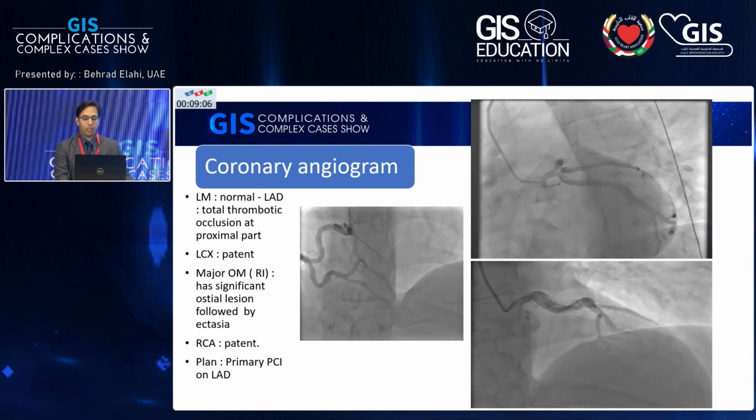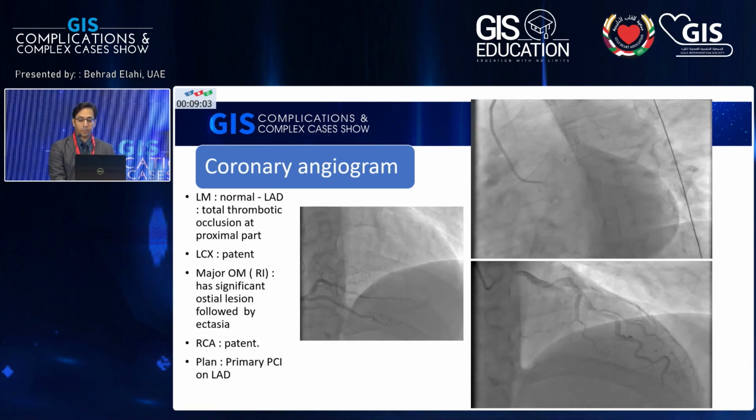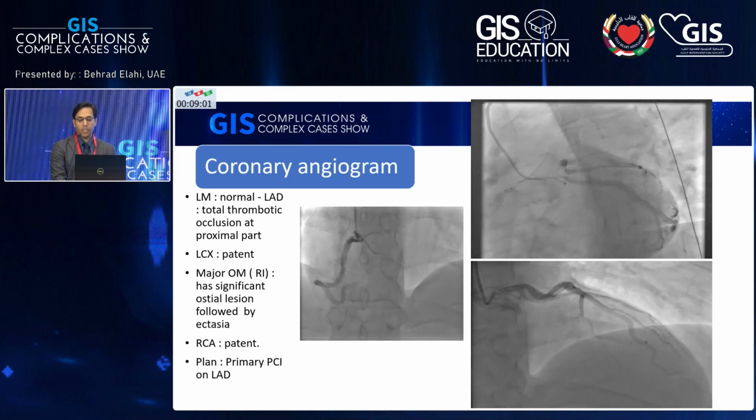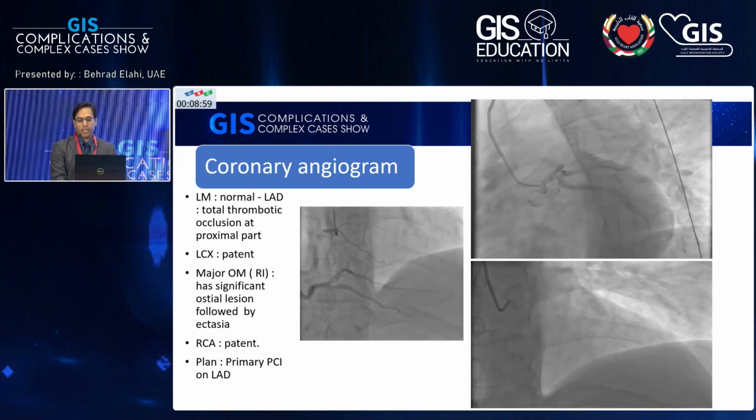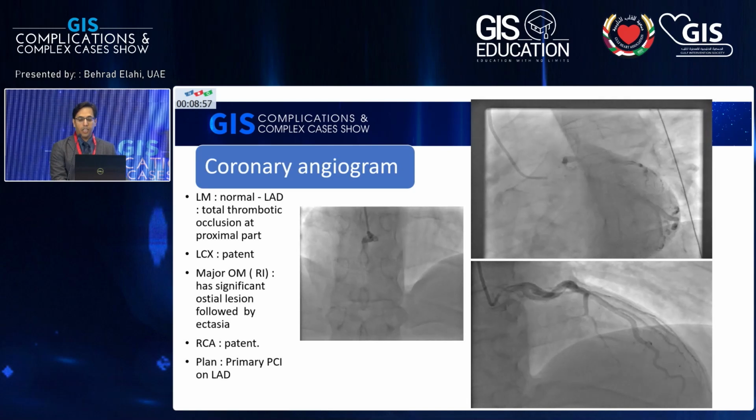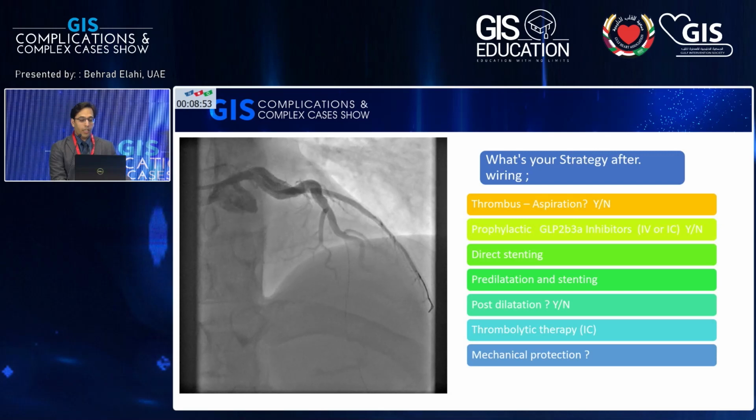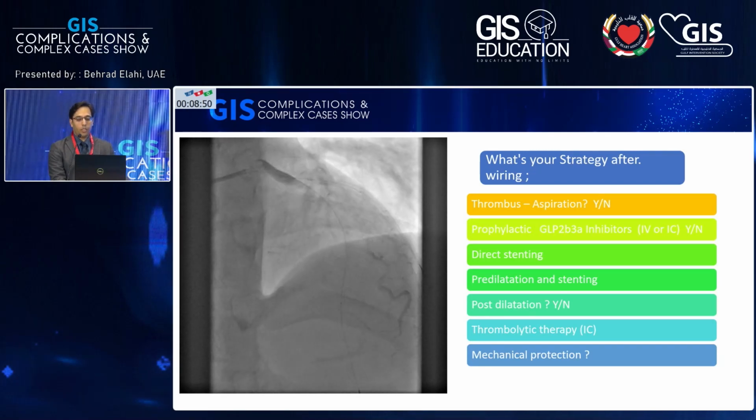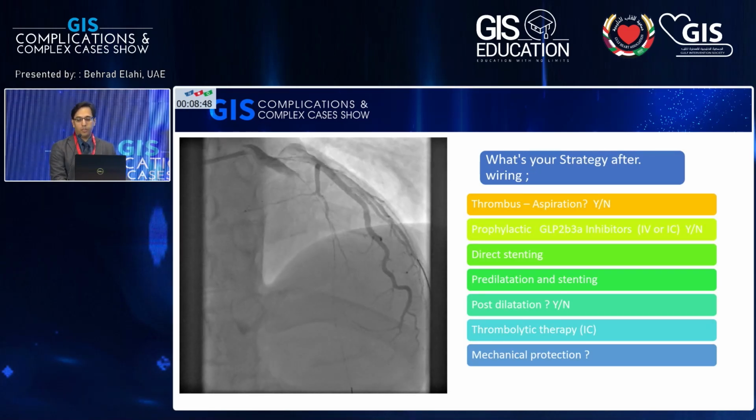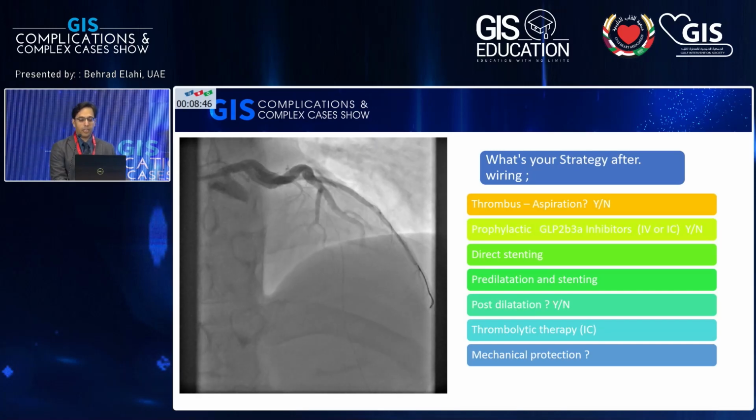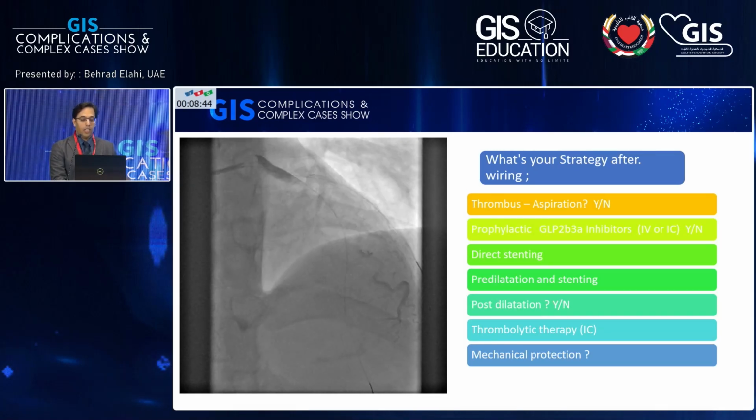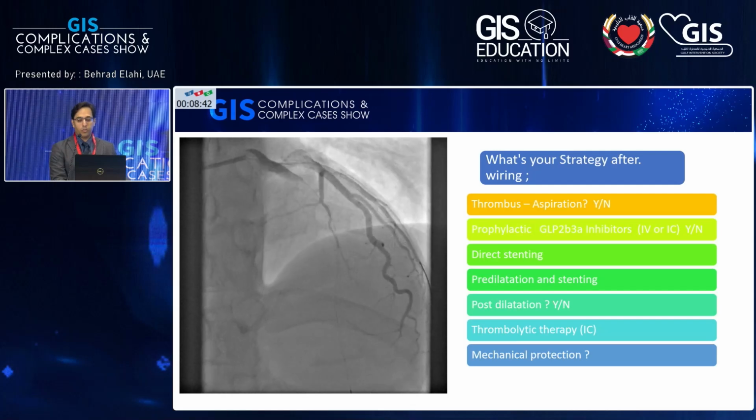As you see, the right coronary artery is perfectly fine. The circumflex is okay. The ramus is a big artery and has a significant ostial lesion. And at the same time, LAD was totally occluded at the proximal part. If you look at that, the next step is just wiring the LAD and to see how is the flow and then decide what's the next plan for the primary PCI. And after wiring, the flow was not restored.